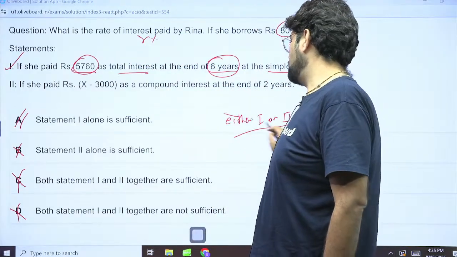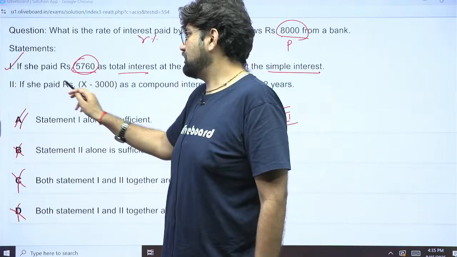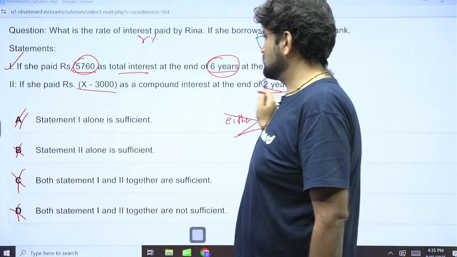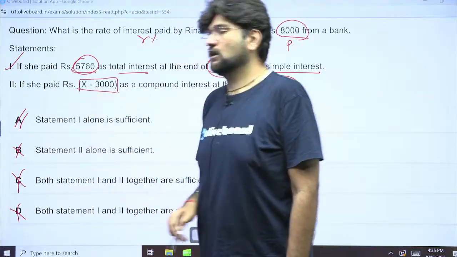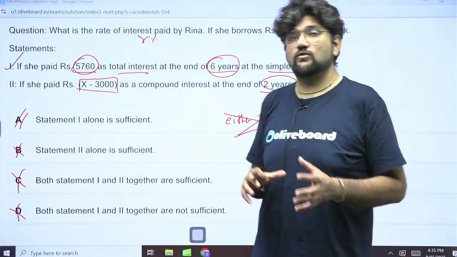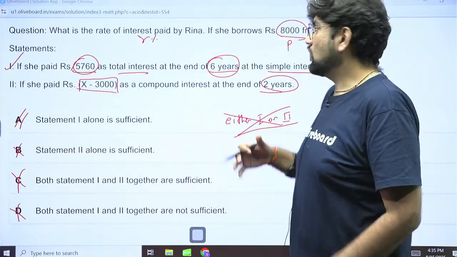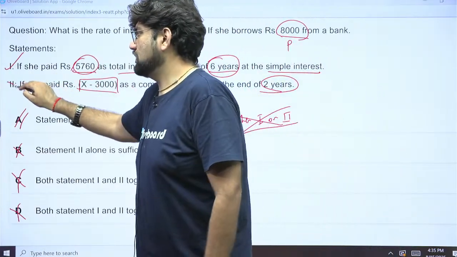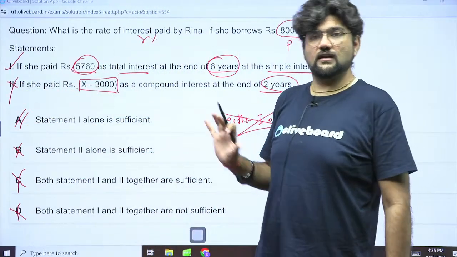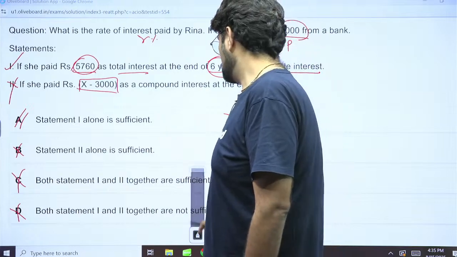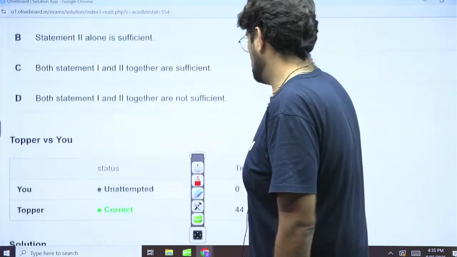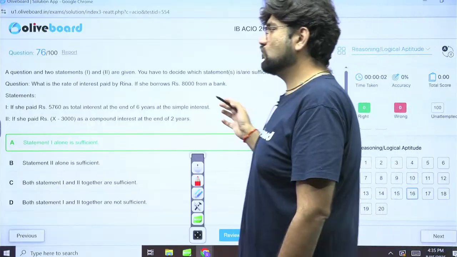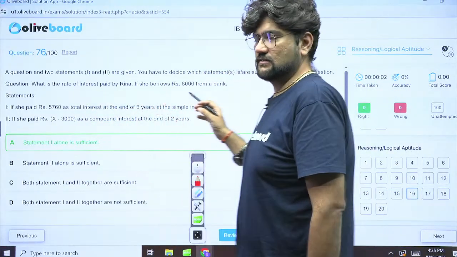But just for the sake of it, if I still read the other one, she paid x minus 3,000 as a compound interest at the end of 2 years. So you still know the years, but you don't know how much is the total compound interest. So you will not be able to find out the amount, and thus you will not be able to find the rate of interest. So this also is incomplete information. You don't have to solve it. Just understand whether you will be able to solve it or not. So statement 1 alone is sufficient. Option A is the right answer. 44 seconds is okay. But if you were quick enough here, this could have been done in 30 seconds. Okay.